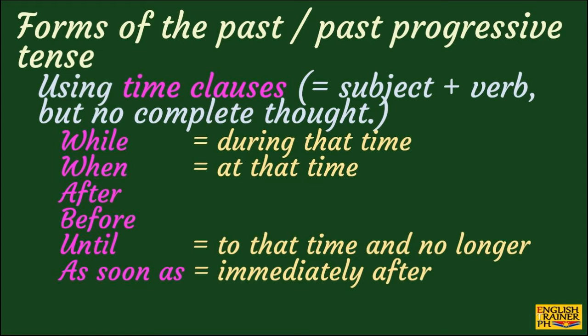To define these time words, we'll start with while. While means during that time. This is often used when two actions are happening at the same time. When means at that specific time, and when can be used in both the past tense and also the past progressive tense. When and while are interchangeable, unless you mean that two things are happening or were happening at the same time. So we can use while for that, but we cannot use when for that.